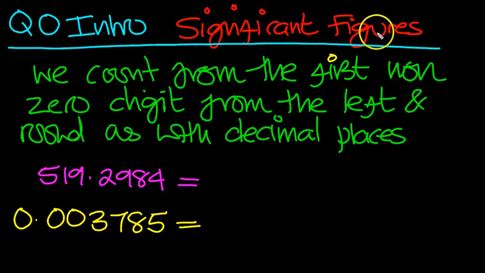Okay guys, let's have a little look at significant figures then, say a few things about this before we start the series of questions. Basically the rule here is that we count from the first non-zero digit from the left and round as with decimal places.